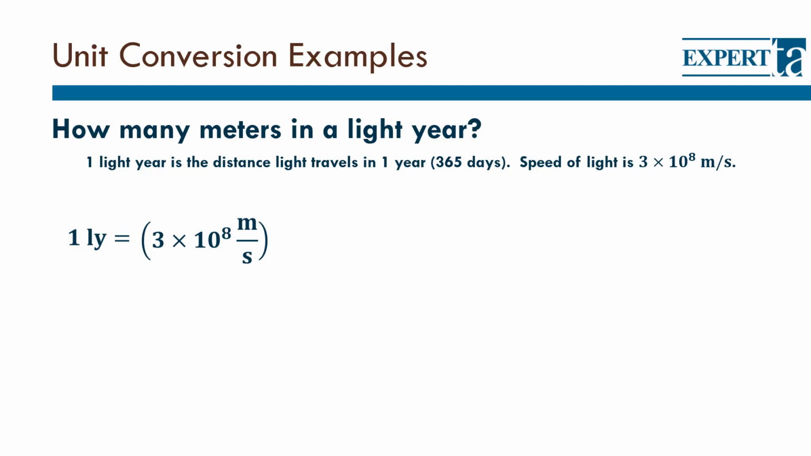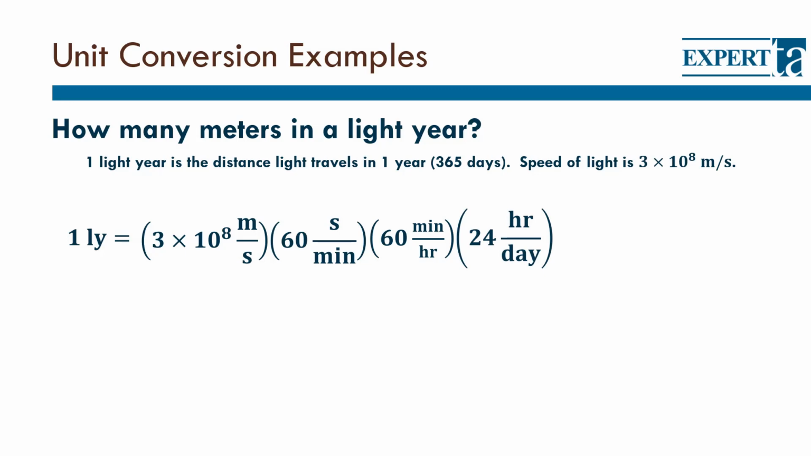How many seconds in a minute? 60 seconds per minute. You have 60 minutes per hour. You have 24 hours in a day, and you have 365 days per year, and you want to find the distance traveled in 1 year, so you multiply this by 1 year, and notice that all these units cancel out. The year cancels out with year, the day cancels with day, hours go with hours, minute goes away with minutes, seconds out with seconds, and so what you're left with is meters.